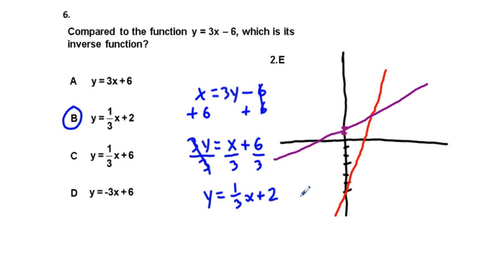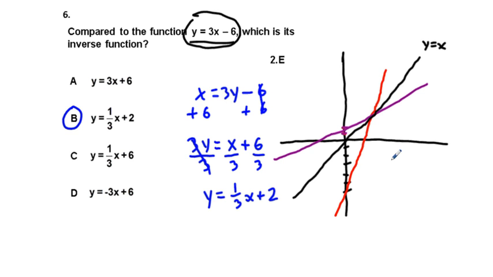And these functions reflect about this line, y equals x, that I'm drawing in black now. See that? That's the y equals x. And these two inverses of each other, the one mentioned up here and answer choice B, reflect about each other across the line y equals x.